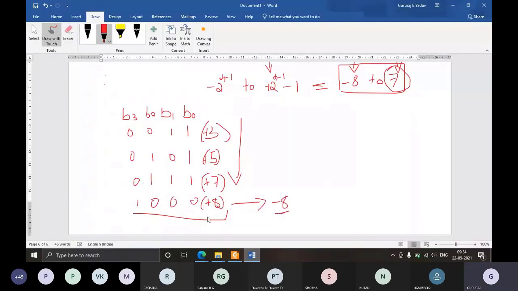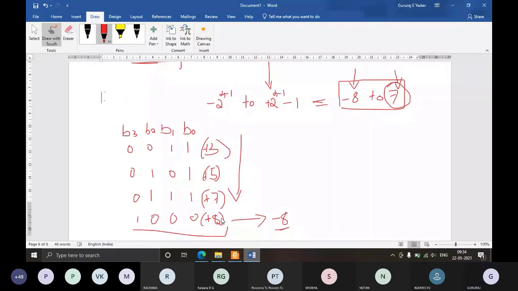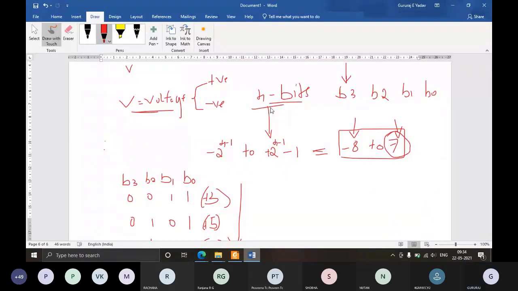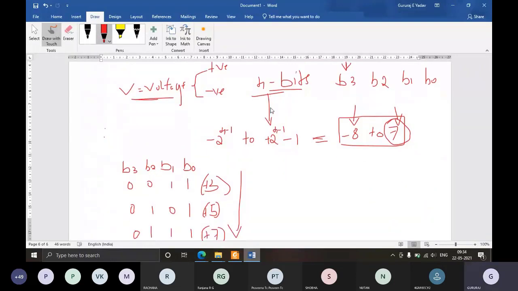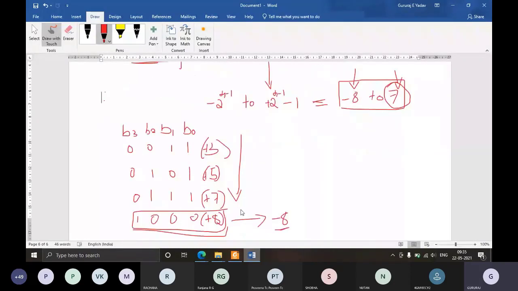With 4-bit representation, this is 1, 0, 0, 0. If you take the 2's complement of 8, you'll get 1, 0, 0, 0. You will get minus 8. So actually, instead of representing plus 8, you are representing it as minus 8. This is the problem whenever we are dealing with signed values. There will be a particular range, and if that range is exceeded, we will end up with a wrong representation of that value. The actual value is +8, but we are representing it as -8.